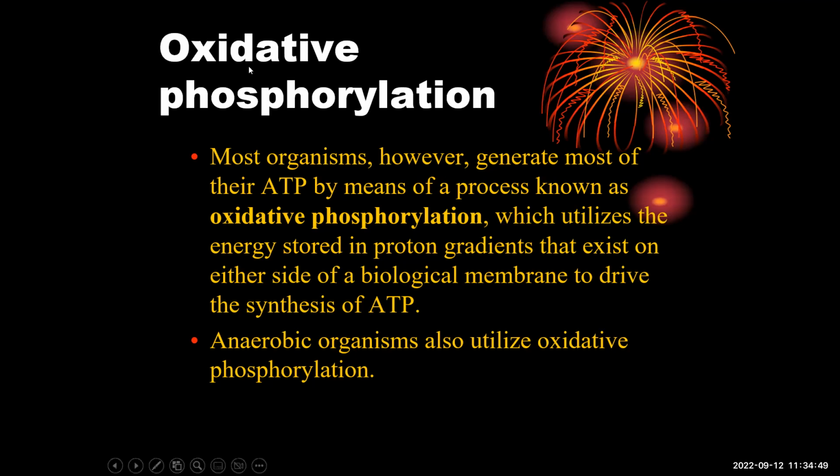Incidentally, our electron acceptor is oxygen. That's why we have to breathe in oxygen. Anaerobic organisms can also carry out oxidative phosphorylation. They just use something other than oxygen. They use things like nitrate or sometimes nitrite. In fact, denitrification, which converts nitrate to nitrogen gas, that's a result of this process.